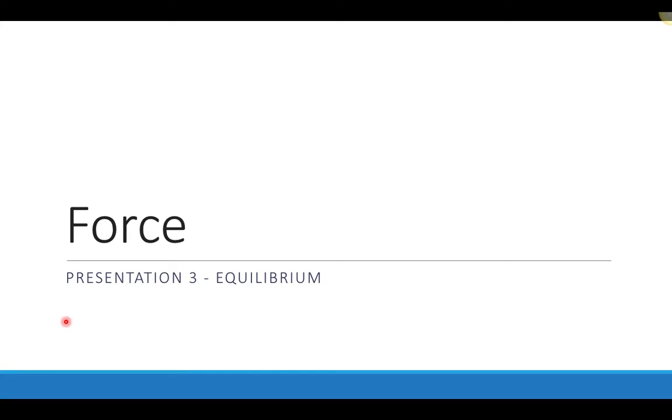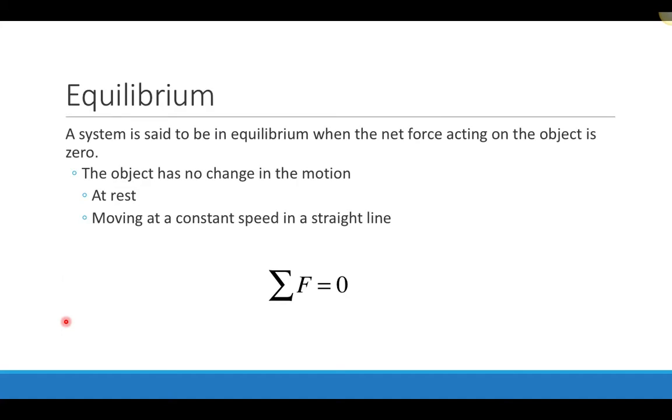In this presentation, we continue to look at forces and we look at systems that are in equilibrium. A system is said to be in equilibrium when it has no change in its motion, which means that it's either at rest or it's moving at a constant speed in a straight line. Both of these conditions are equivalent to equilibrium, and they both imply that there is no acceleration, which means that the net force acting on the system has to be equal to zero.